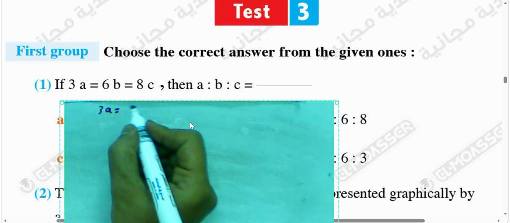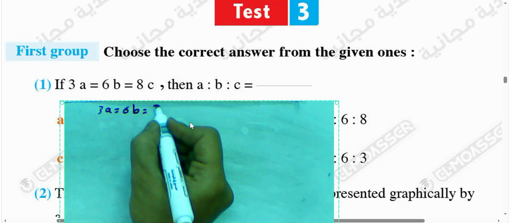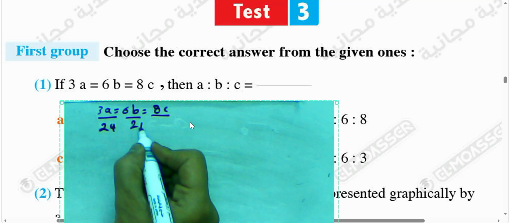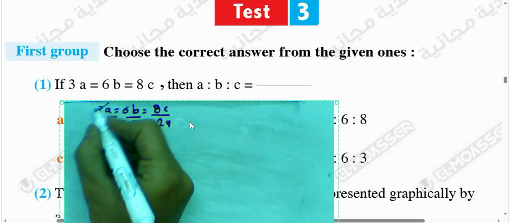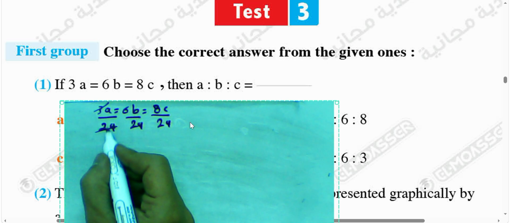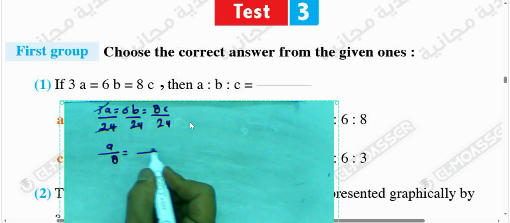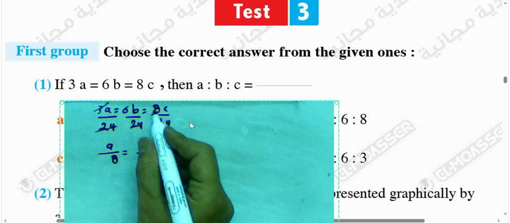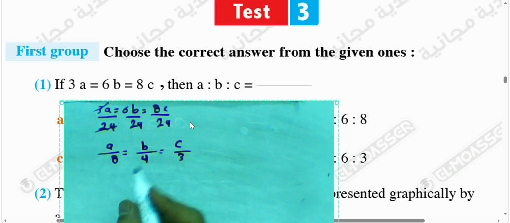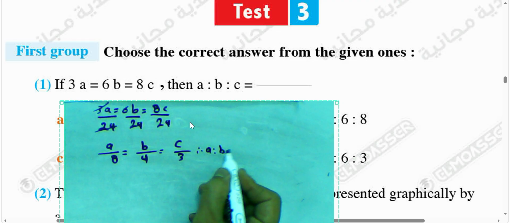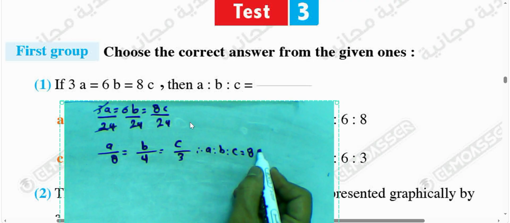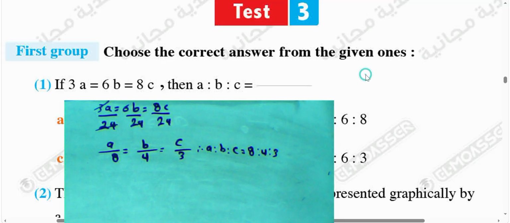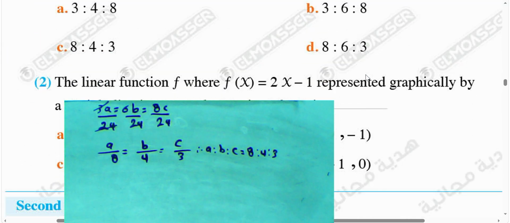We have 3A equals 6B equals 8C. You must divide by 24. Then A over what? 24 divided by 3 equals 8. 24 divided by 6 equals 4. And here C, 24 divided by 8 equals 3. So the ratio between A to B to C will be equal to 8 to 4 to 3. Okay, the answer to this question.